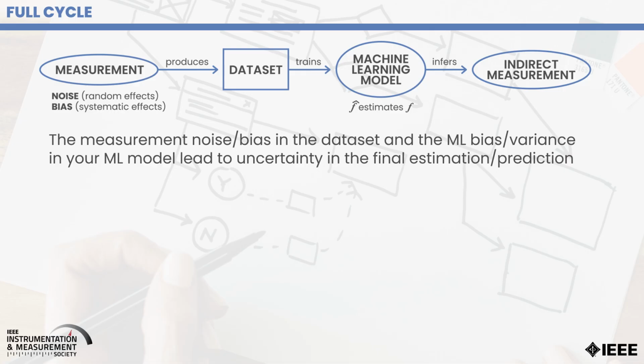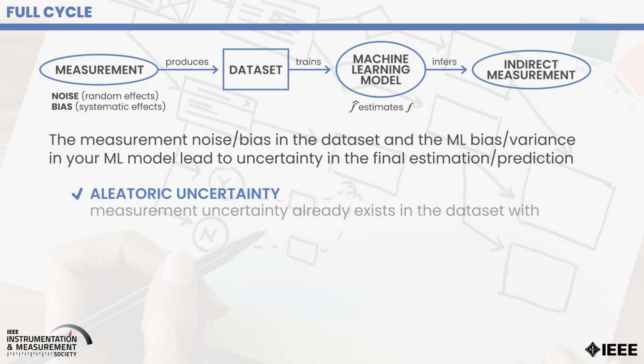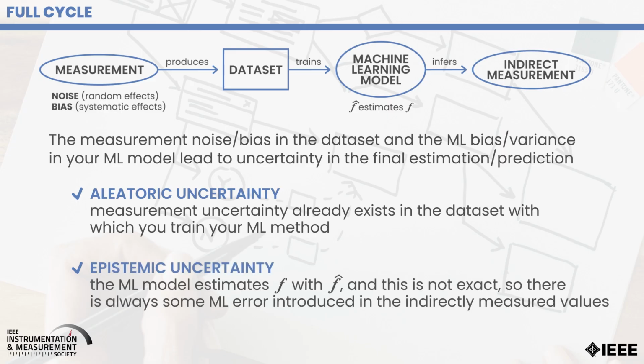And in machine learning terms, that's known as the aleatoric uncertainty. Now, this data set is used to train a machine learning model, which essentially comes up with an f hat that estimates the functional relationship. Because it is an estimate and not necessarily exact, this also introduces some uncertainty. And in machine learning terms, that's known as the epistemic uncertainty.